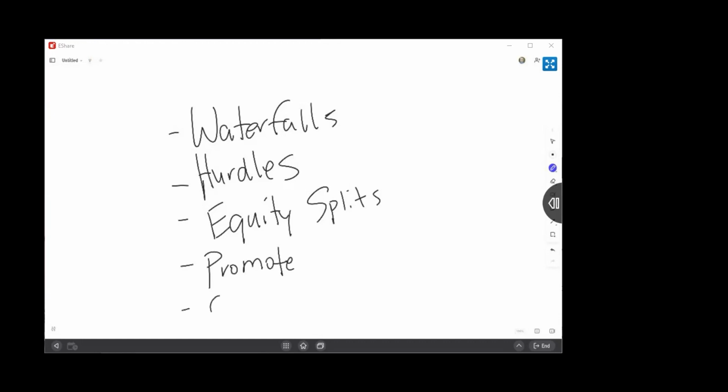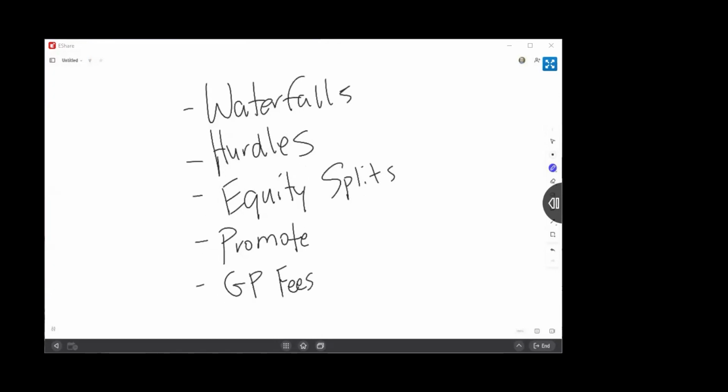The actual GP fees. These are fees that are paid to the GP for various things, right? This is how, as an operator, this is how you make money. But it's also important for you, even as a passive investor, to understand these equity structures so you know what you're actually investing in. So the first thing that we're going to do today is break down really what these waterfalls and hurdles are, and then maybe even come in here and do the equity splits just a little bit. So let's do that first.